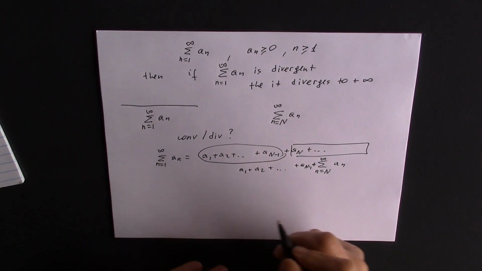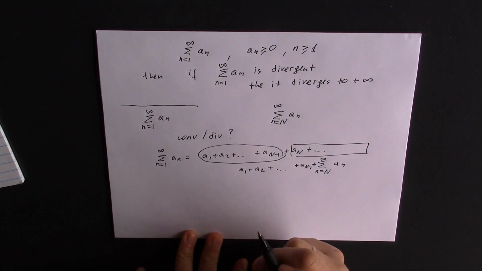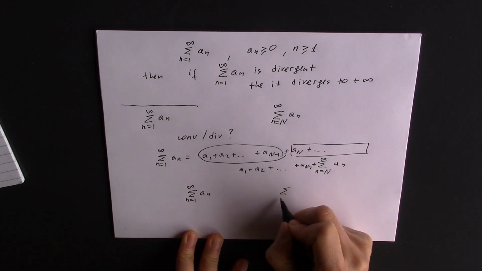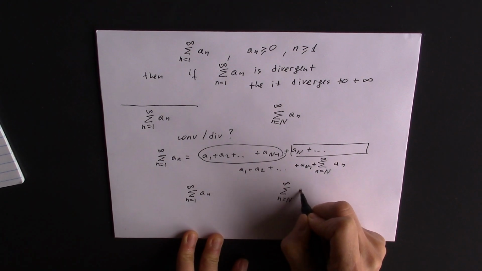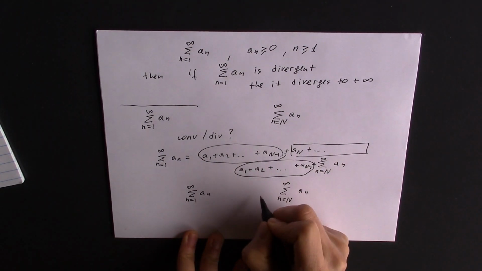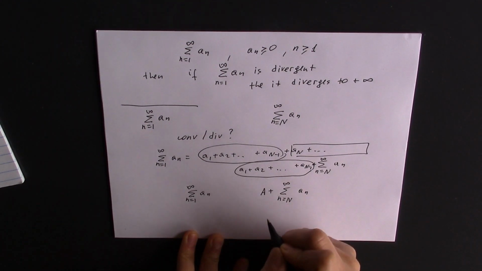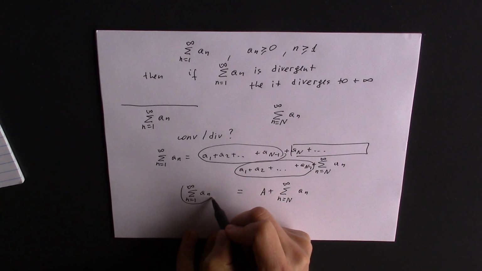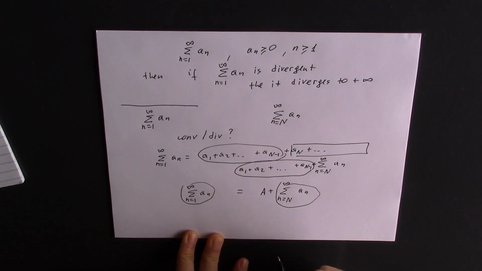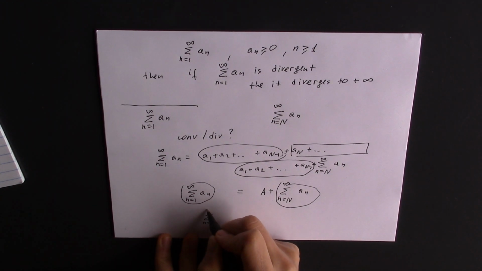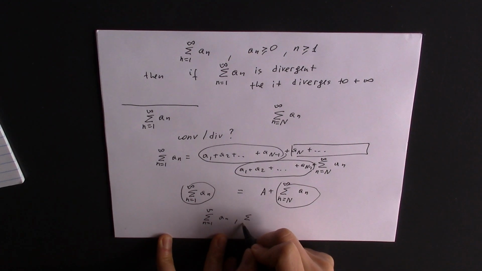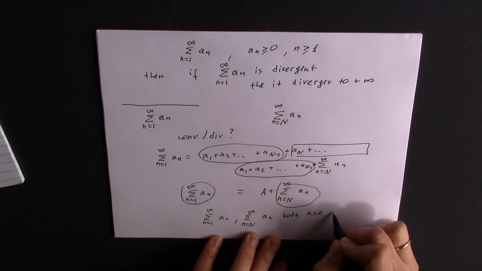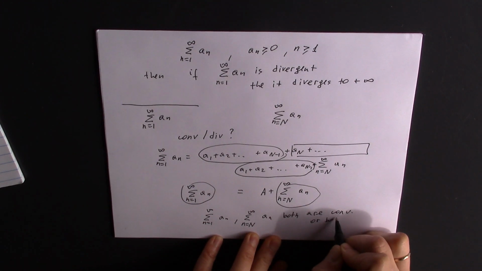So if we are concerned about the convergence or divergence of a series, what we notice is the series where we start at n equals 1 and the series when we start at capital N, the difference is going to be that initial part, which is finite, let's call it capital A. So these two series are essentially doing the same thing. Both are convergent or both divergent.